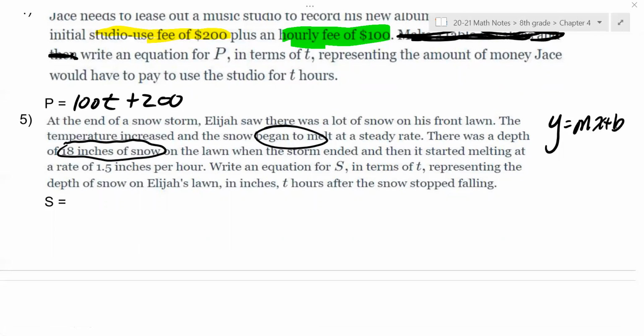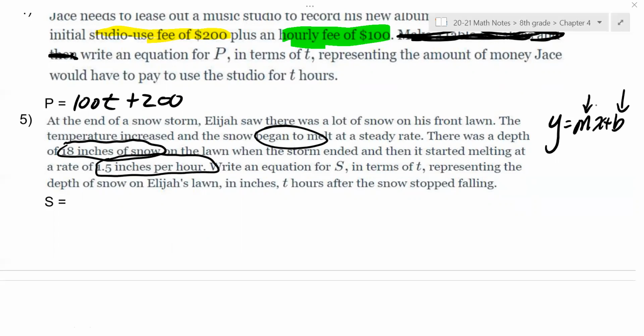Okay. So 18 inches of snow on the lawn when the storm ended, and it started melting at a rate of 1.5 inches per hour. So right there, when something is being multiplied, we know that that is going to be our slope or our m. So now we have taken care of b, we've taken care of m. So let's find out the parameters. Write an equation for s in terms of t, representing the depth of the snow in Elijah's lawn in inches, T hours after the snow stopped falling.